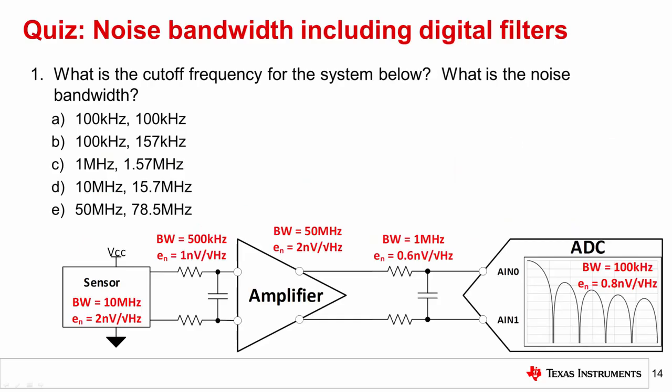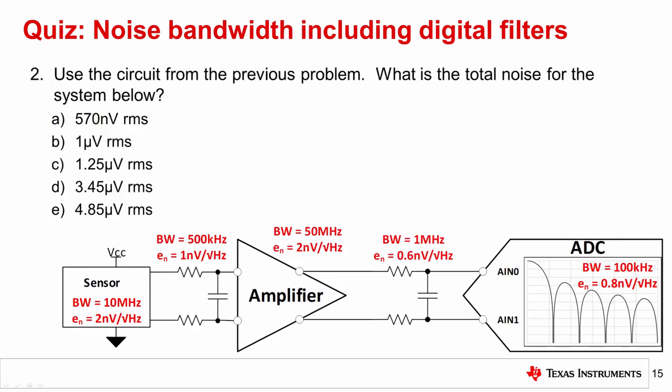Question 1. What is the cutoff frequency for the system below? What is the noise bandwidth? The correct answer is A, 100 kHz and 100 kHz. Since the digital filter has the lowest bandwidth, is last in the signal chain, and has additional filtering prior to the sync stage, both the system cutoff frequency and noise bandwidth can be approximated as the cutoff frequency of the digital filter.